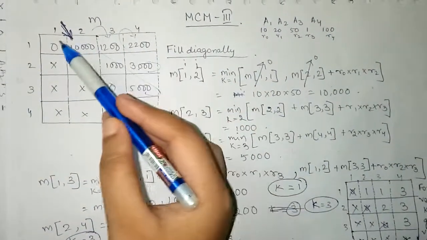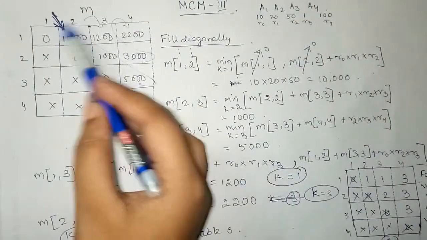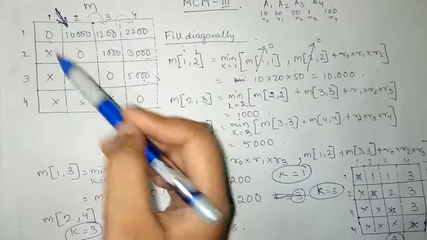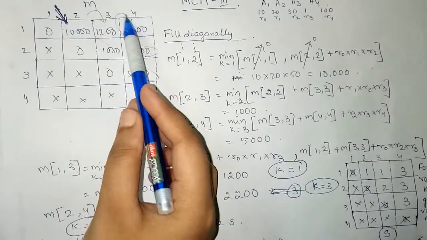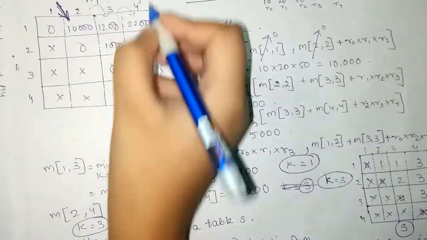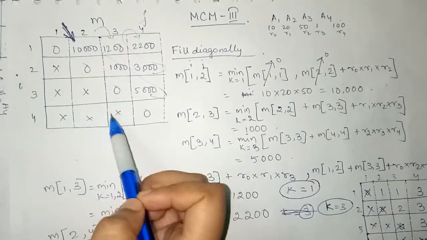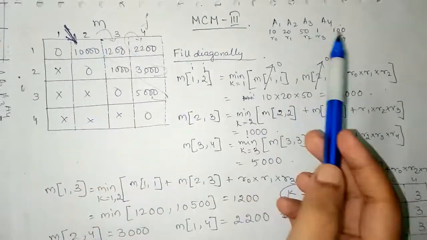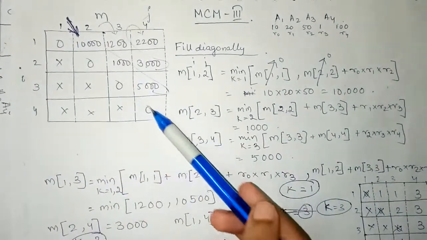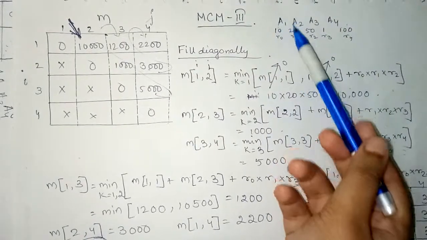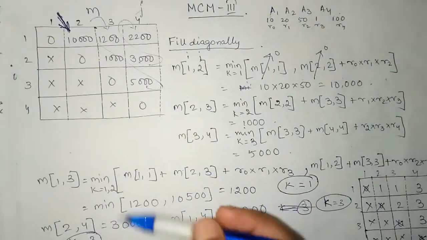Since we have four matrices here, we have taken a 4 cross 4 table, 4 rows and 4 columns, in which this side is i, this side is j. If i is less than j, then we will fill. If i is greater than j, then it is not possible, or the matrices are not compatible with each other for multiplying. And for i equals j, that is the diagonal, when we have only one element, it will be 0. More information can be drawn from the previous video.